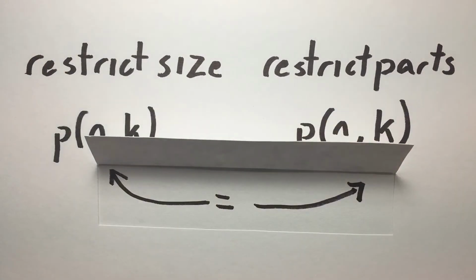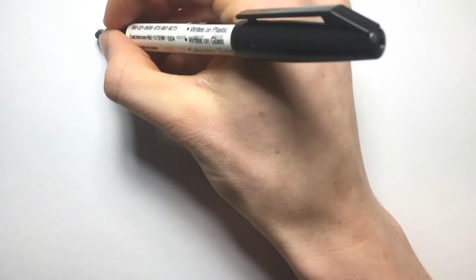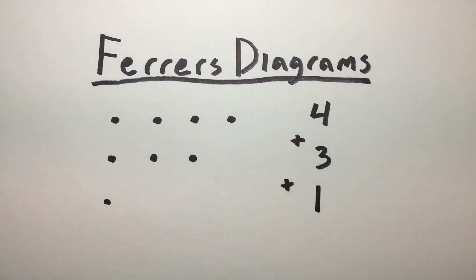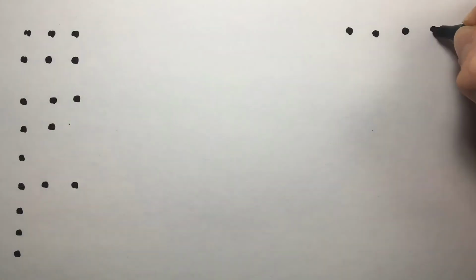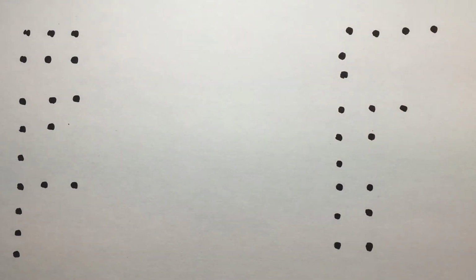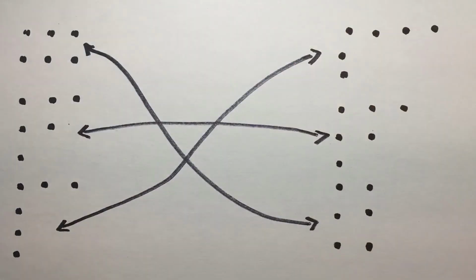To find this connection, I'm going to introduce a new way of representing partitions called Forest diagrams. They use dots to show the units of a number, and each part is on a new row. Let's start by writing out all the diagrams for the partitions of 6 with each restriction. If we look at them for a while, we may eventually notice that the diagrams pair up with one another, just rotated 90 degrees.